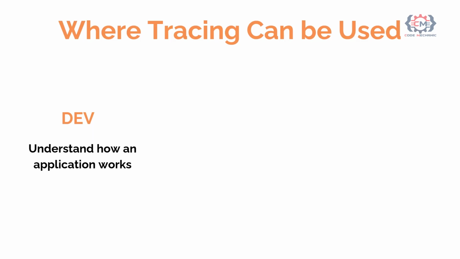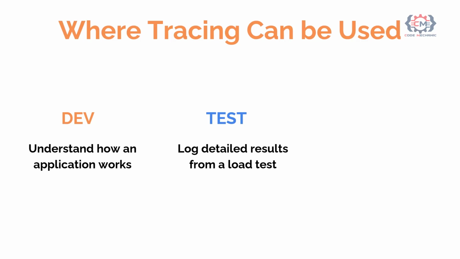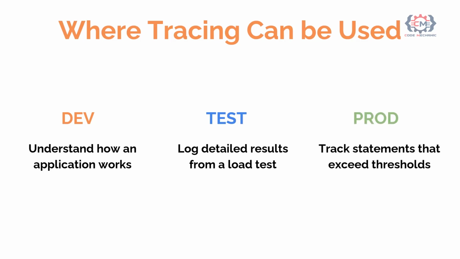So, we might use tracing in one of our development environments to understand how one of our applications is working. Or we might use it in a test environment during a load test of our application to gather detailed information about what parts of our data access are performing and which parts need to be tuned. And finally, we could even use a trace in our production environment if we wanted to capture detailed information about every statement that took over a certain amount of time, let's say 5 seconds, or exceeded some other performance threshold.